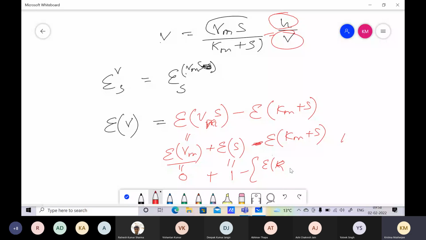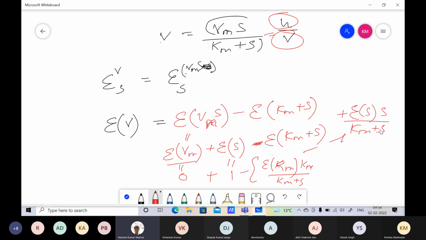Can you hear me? Yes, sir. E of Km into Km upon Km plus S, and then plus E of S into S upon Km plus S. Are you following this? Yes, sir. So now please simplify and tell me what is the answer.